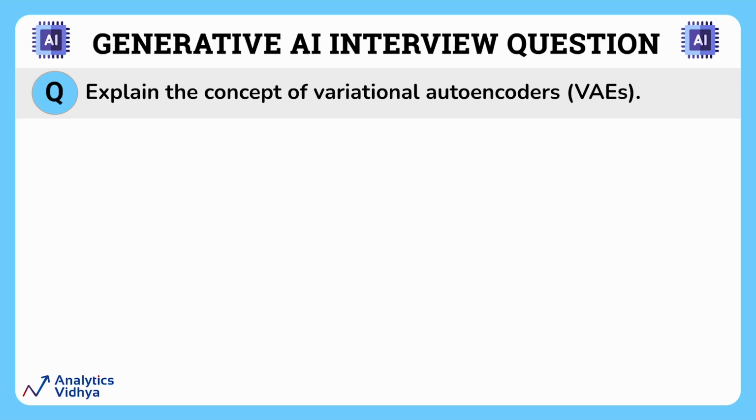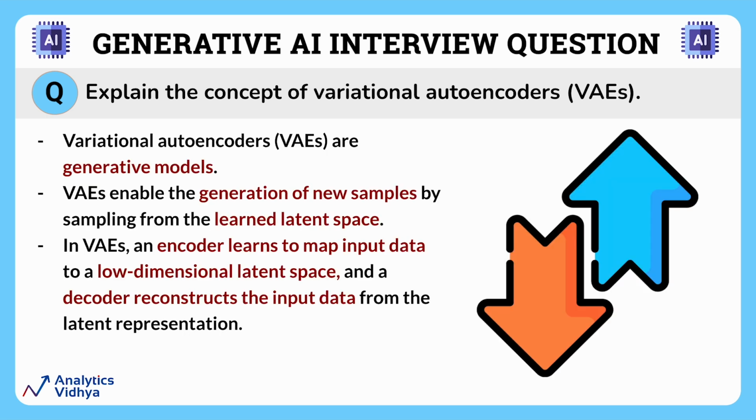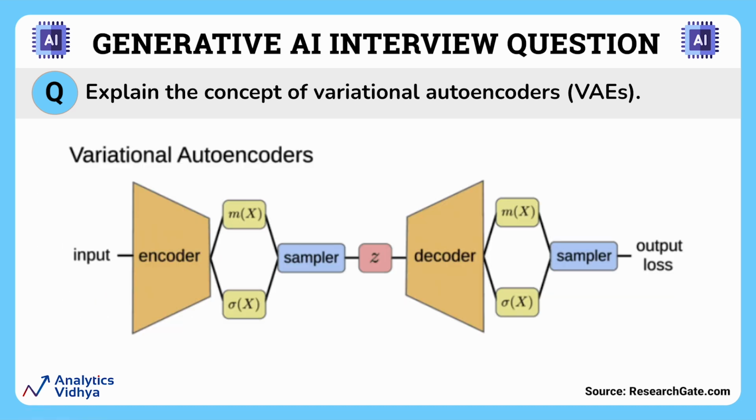The concept of variational autoencoders or VAEs. Variational autoencoders are generative models in which an encoder learns to map input data to a low dimensional latent space, and a decoder reconstructs the input data from the latent representation. To understand this, let's understand how an autoencoder functions.